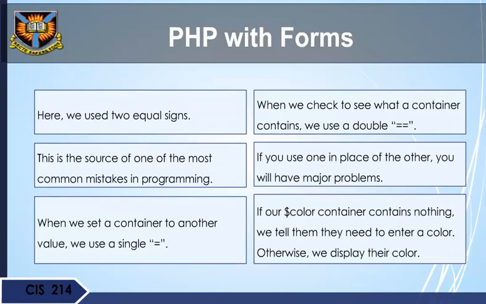Here we used two equal signs. This is the source of one of the most common mistakes in programming. When we set a container to another value, we use a single equal sign. When we check to see what a container contains, we use a double. If you use one in place of the other, you will have major problems. If our color container contains nothing, we tell them they need to enter a color, otherwise we display their color.